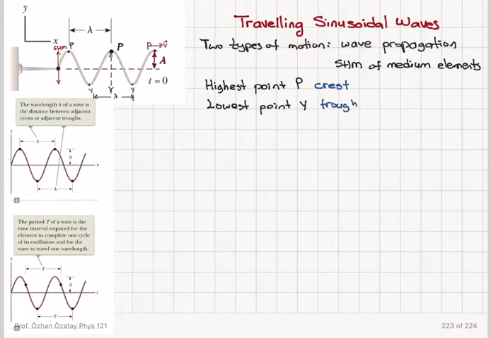The distance between two consecutive crests, P to P distance, or Y to Y distance, or any other point that I take on the wave, the distance between consecutive same points on the sinusoidal wave, gives one wavelength.